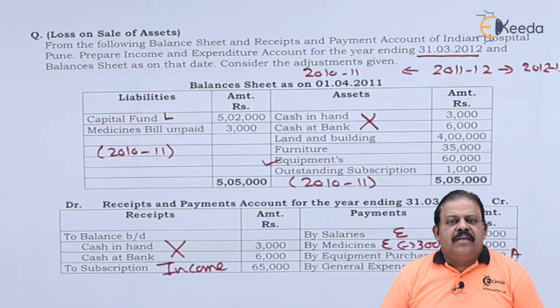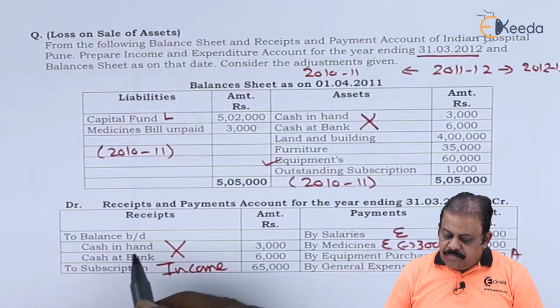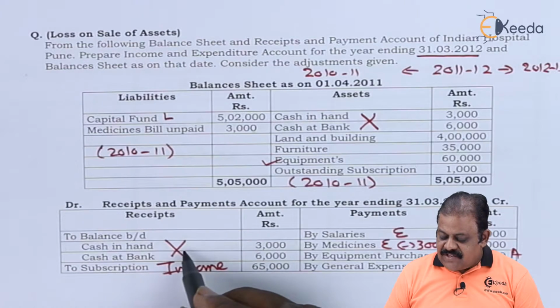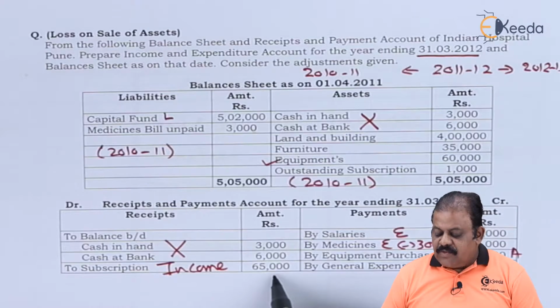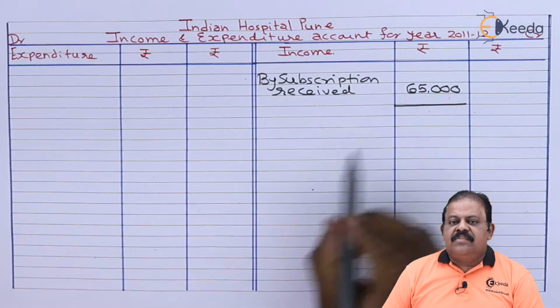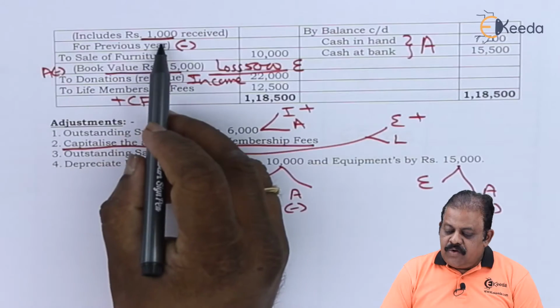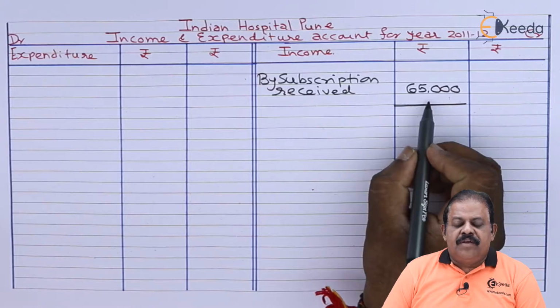Let us go through now receipts and payment account. We'll start with receipt side. Opening balance of cash and bank will not be recorded anywhere. Subscription received 65,000. Income side subscription received 65,000. It includes 1,000 for previous year. This will be deducted from here.